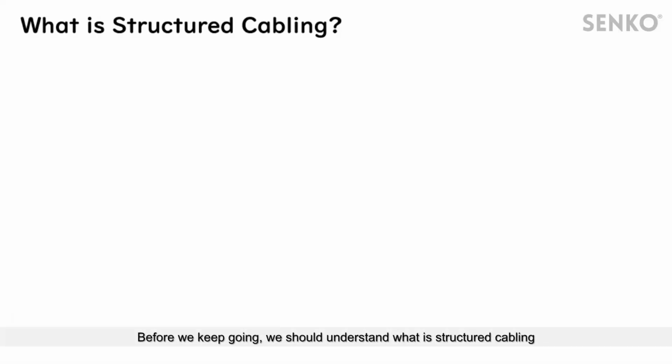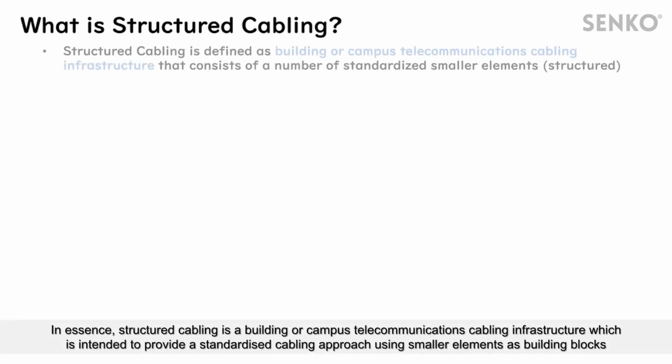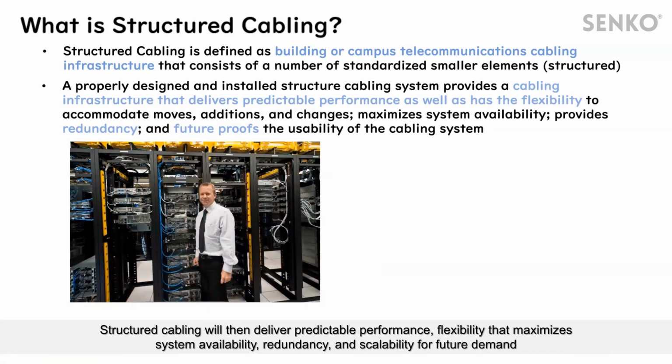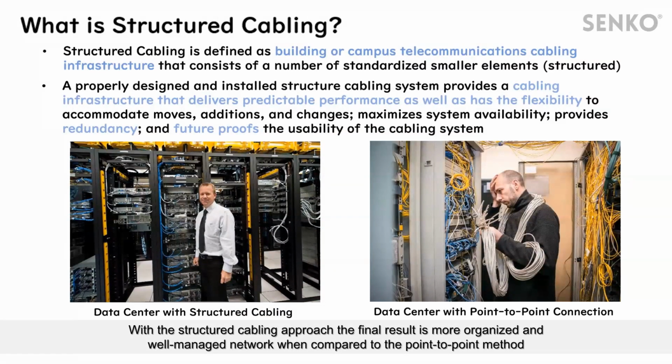Before we keep going, we should understand what is structured cabling. In essence, structured cabling is a building or campus telecommunications cabling infrastructure which is intended to provide a standardized cabling approach using smaller elements as building blocks. Structured cabling will then deliver predictable performance, flexibility that maximizes system availability, redundancy, and scalability for future demand. With a structured cabling approach, the final result is a more organized and well-managed network when compared to the point-to-point method.